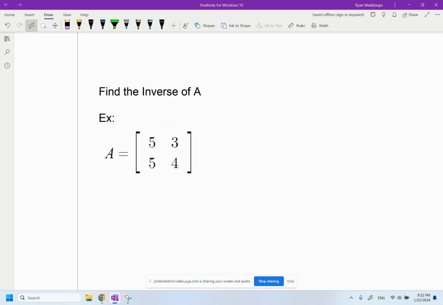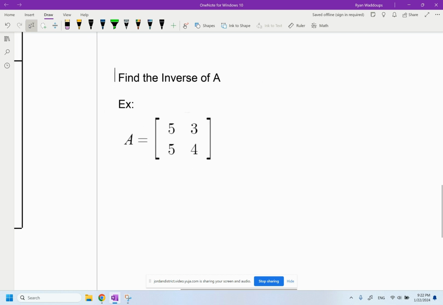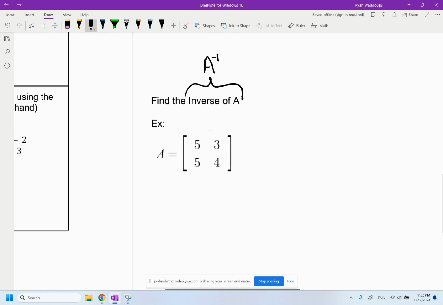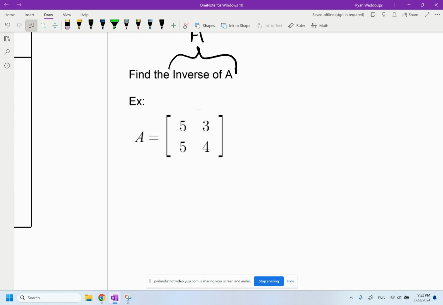And so here we would write the inverse of A. First of all, we would write the inverse of A like this: A with that little minus one there, and that's read as the inverse of A. When you see A to the minus one, you'll know that's what it means. The first thing we want to do is what's called the determinant.